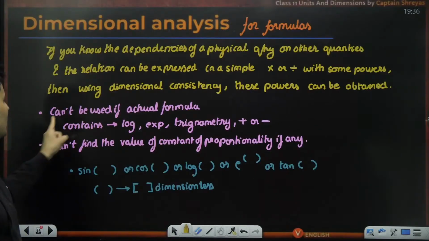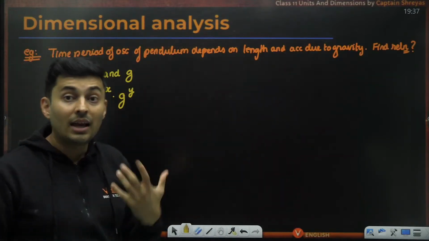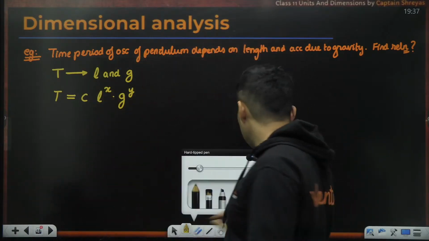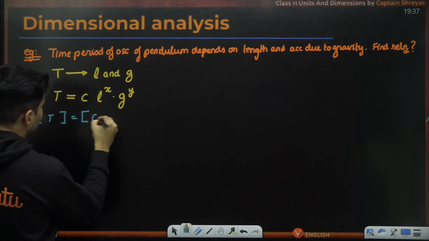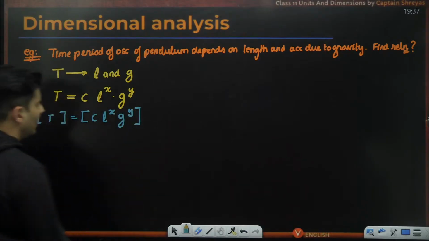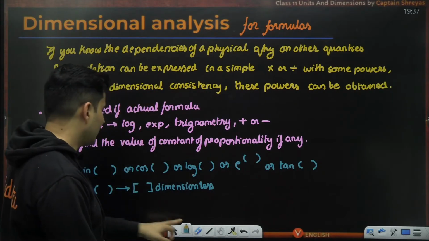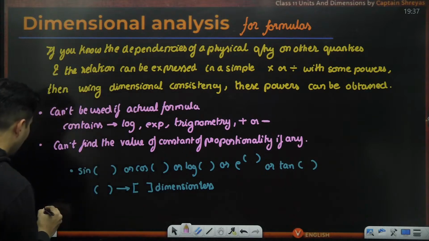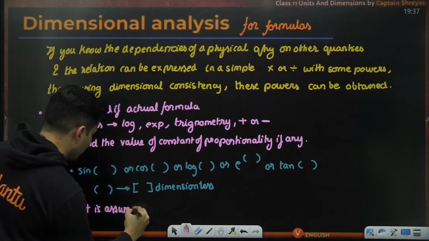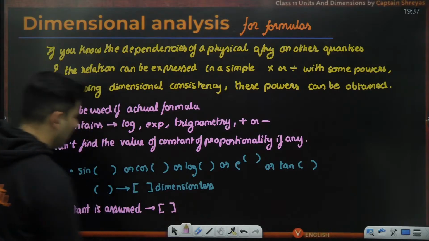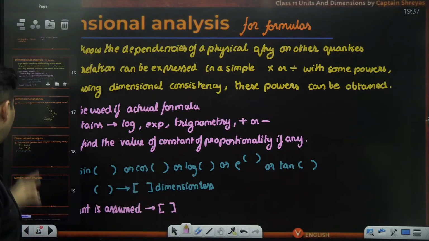By using dimensional consistency, these powers can be obtained. What are those powers? x and y, which I do not know. I can obtain them by dimensional consistency. What does dimensional consistency mean? It means that whatever dimension is there on the left hand side should also be the dimensions on the right hand side. But keep in mind, we cannot find the value of the constant of proportionality, if any. And actually, I should have mentioned one more thing over here. The constant can't have dimensions. The constant is assumed to be a completely dimensionless quantity. Only when these rules are met, you can use this method.